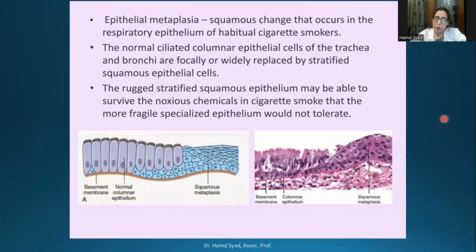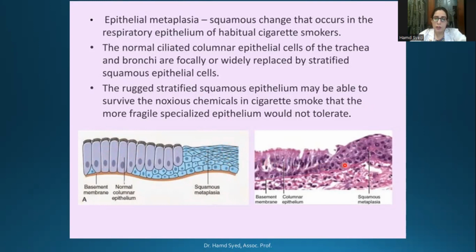Now, in smokers or people who are exposed to polluted environments, the continuous interaction with the smoke particles, the entrance of the smoke particles within the respiratory tract, can cause the epithelium of the respiratory tract, which is the pseudostratified ciliated epithelium, to undergo some changes. It can transform into the stratified squamous, the multiple layered epithelium.